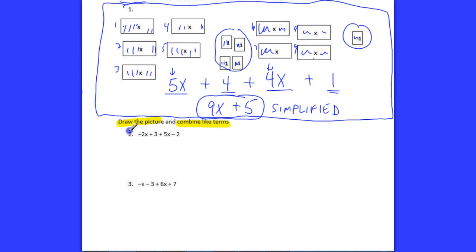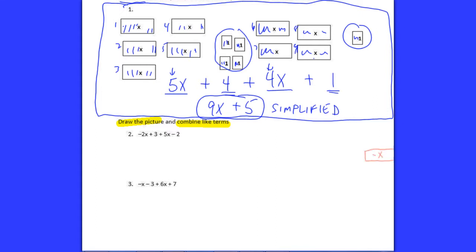So in this problem number 2, we have negative 2x plus 3 plus 5x minus 2. All right, so we're going to draw a picture now. Now I'm going to make it a little faster here. You need to draw the picture. I went ahead and drew them on the side of the screen here. Whoops, that's actually the wrong one to start with. So let's not do that.